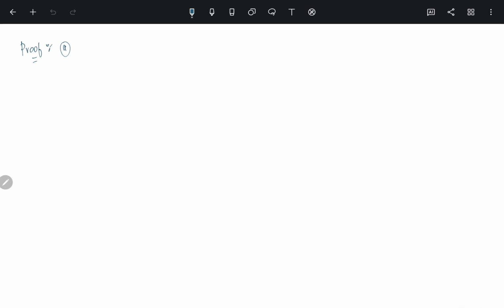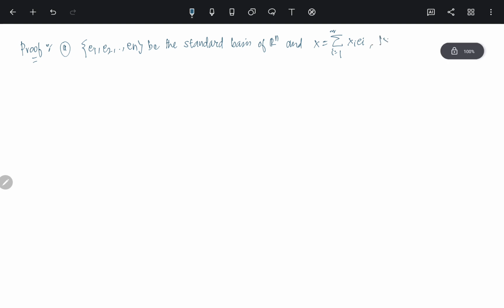We are going to start with a standard basis of Rn. Let e1, e2, up to en be the standard basis of Rn. Let's start with an element x, so we can write it as the summation of xi ei, i equals 1 to n. Once we do that, we also choose this x in such a way that norm x is less than or equal to 1, where this norm is the Rn norm.